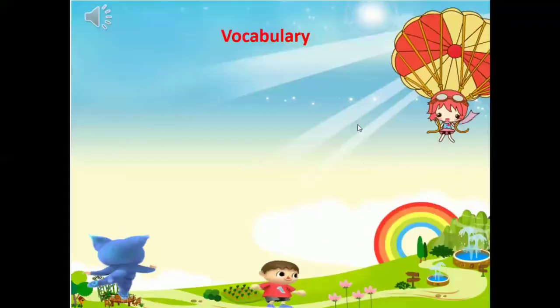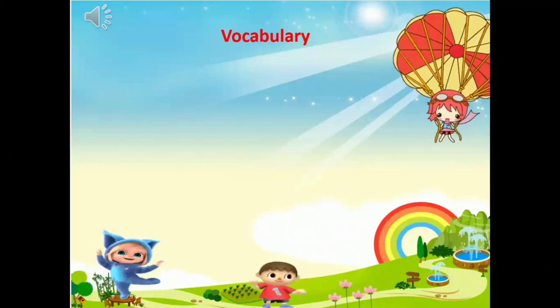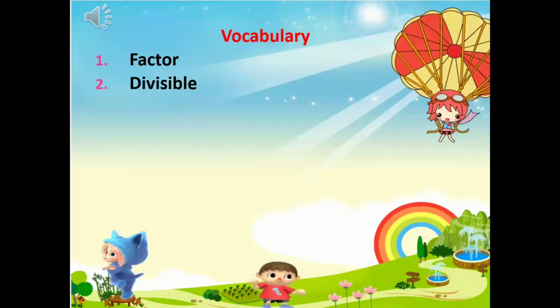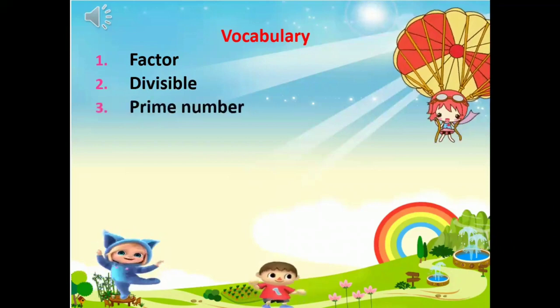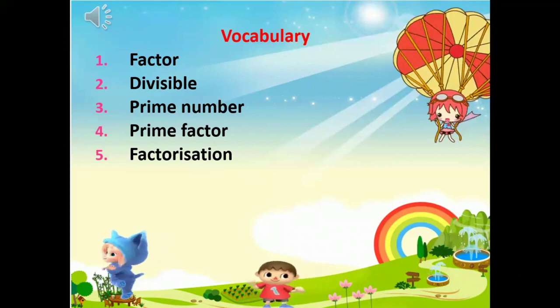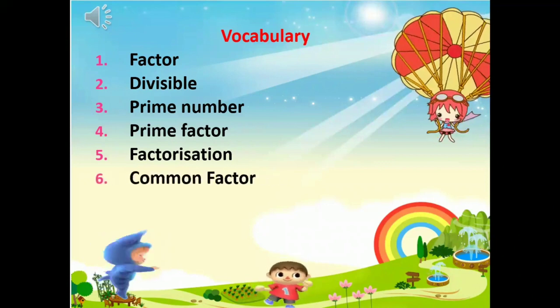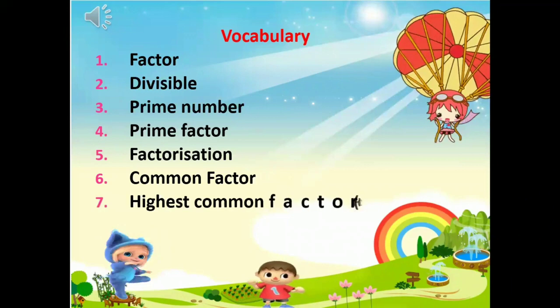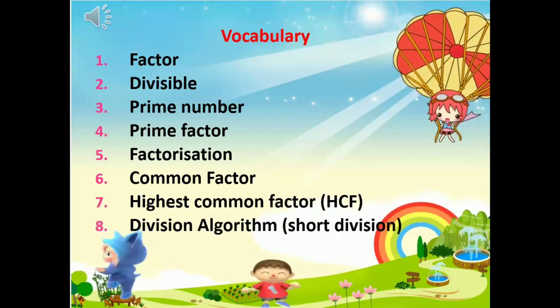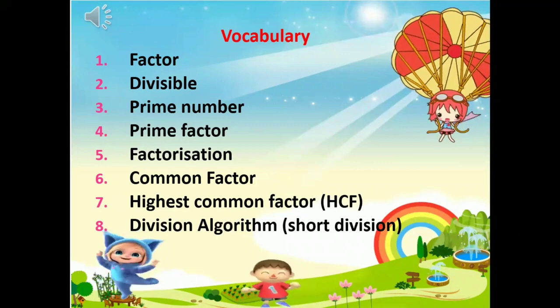Let's get started! Okay, students, so we will start our lesson by reading the vocabulary words. Number 1, factor. Number 2, divisible. Number 3, prime number. Number 4, prime factor. Number 5, factorization. Number 6, common factor. Number 7, highest common factor. Number 8, division algorithm or short division.